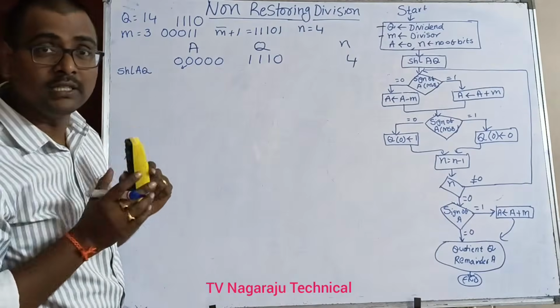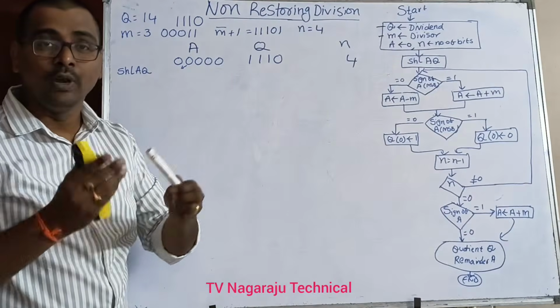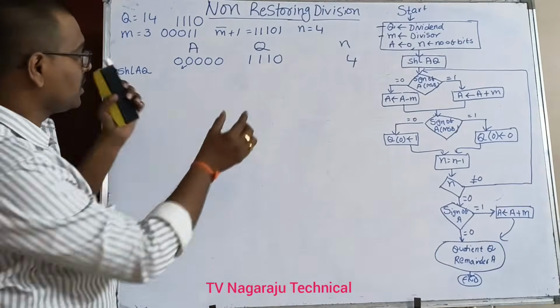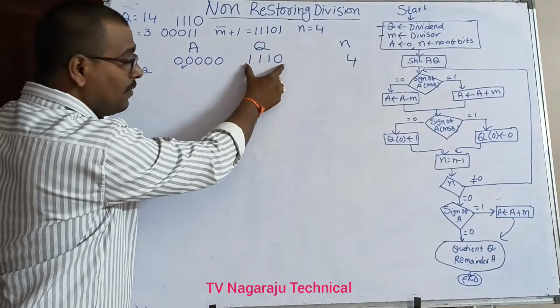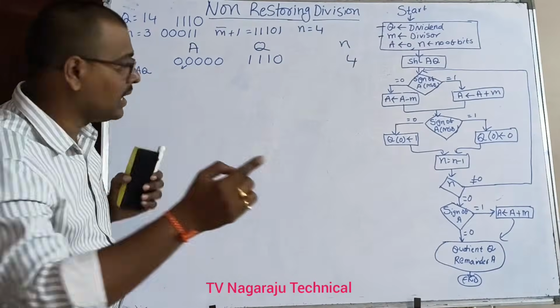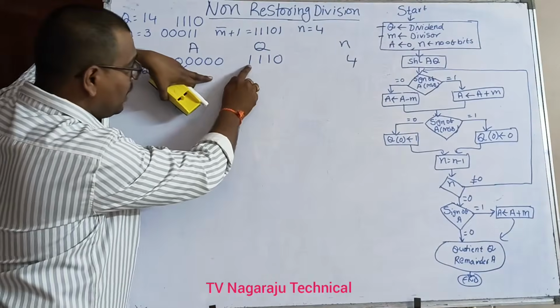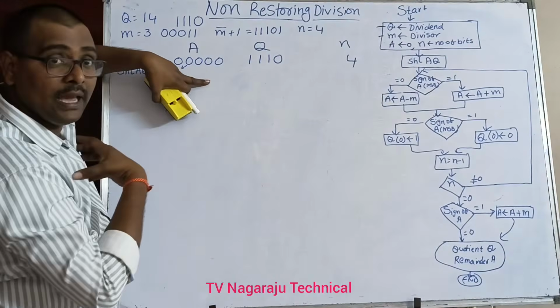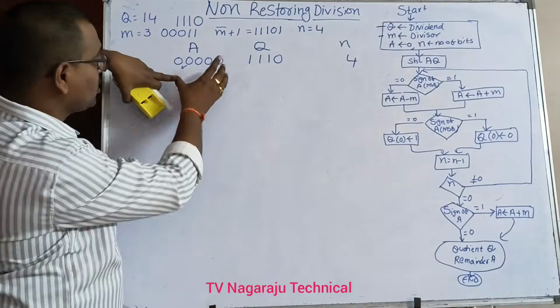And observe the concept here. What is the concept we discussed in restoring division? This is my original dividend. In each and every iteration, one bit of the dividend is moved to A. Here we are performing my operation with A.